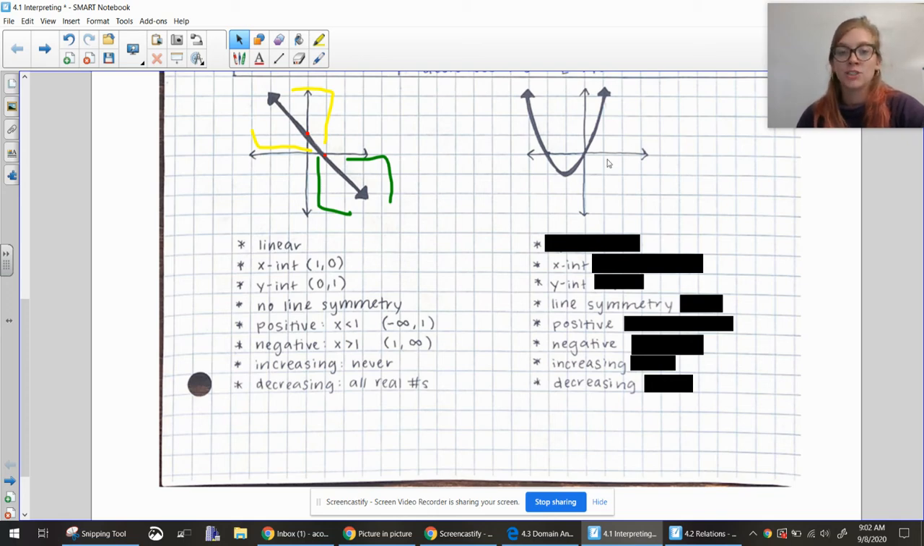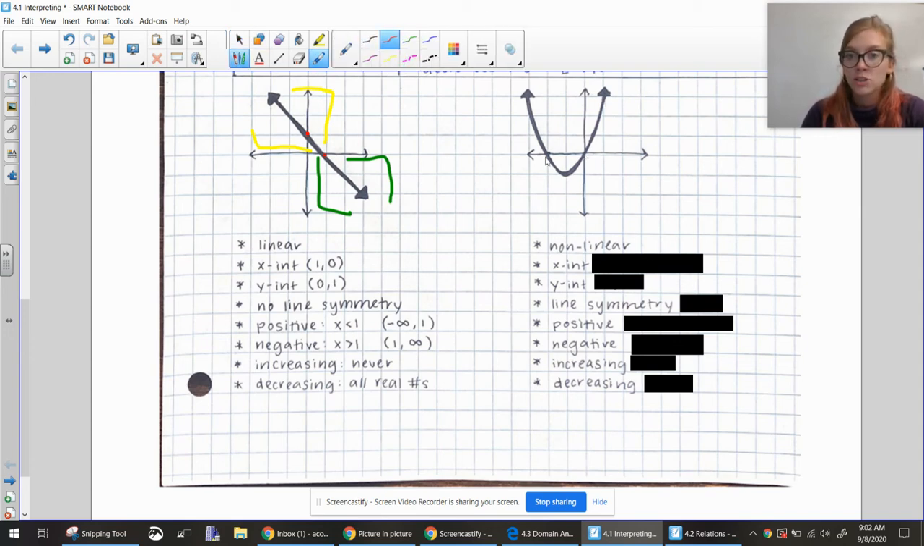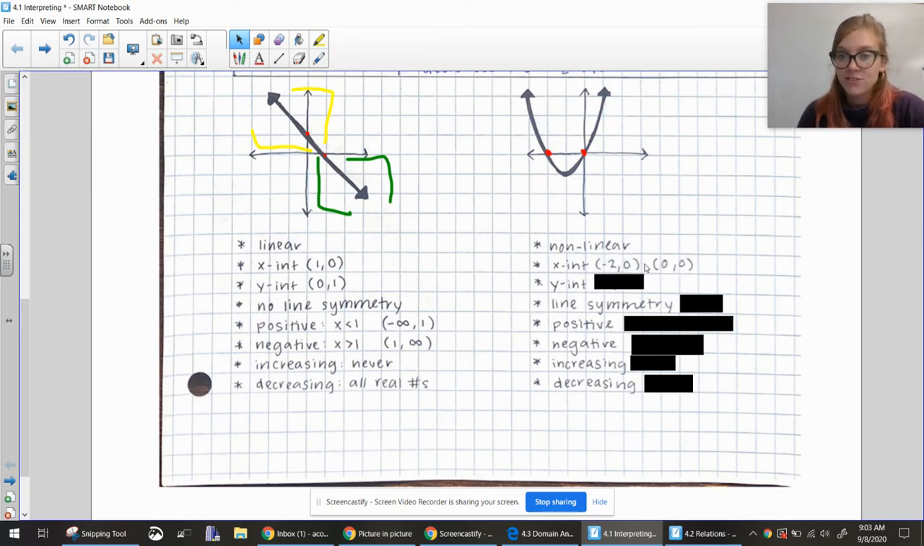So no matter where you are on the graph, it will be going down. Now let's look over here at our quadratic. This is not a straight line, it's a quadratic graph, so it is a non-linear graph. And this graph actually crosses the x-axis twice. It crosses the x-axis once here and once here. So the x-intercepts are (-2, 0) and (0, 0). Because it's crossing at the origin, that's also where the graph is crossing the y-axis. So the y-intercept is also (0, 0).